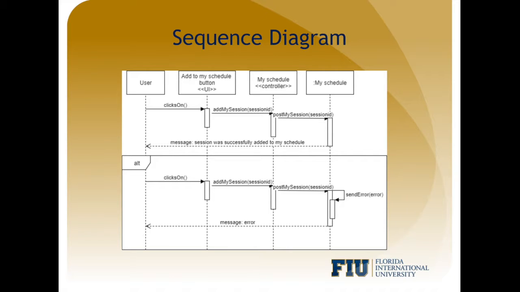Now this is the sequence diagram. So as the user, if I click on the Add My Schedule button, that's going to call the function from the controller to add my session, and then Add My Session is going to call the function from the server that is going to post to the server the session that the user is trying to post to their schedule. So if that was successful, the user gets a message that says that it was successfully added to their schedule. If not, then they get an error message.